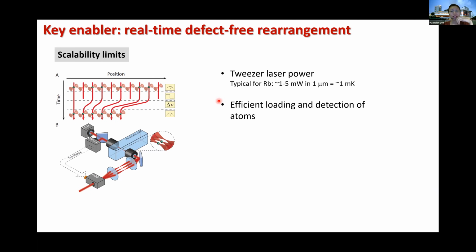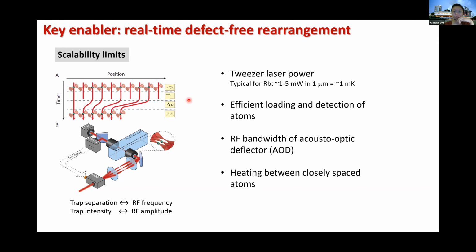You also want to make sure that you have efficient loading and detection of atoms. This could limit your scalability. If you can load 50%, okay, that means that out of 100 traps, 50 of them are filled. If you can load 90%, it means that out of 100 traps, 90 are filled. So that actually really goes a long way when you're trying to minimize the number of rearrangements that you do, so that you can get high fidelity rearrangement at the end.